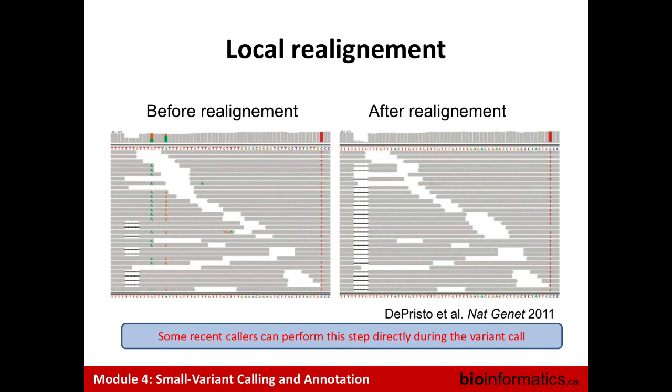So the idea is to go where you think there's an indel and to just play with the reads and see if I include my indel, will it create a more harmonized region and a more high quality region.